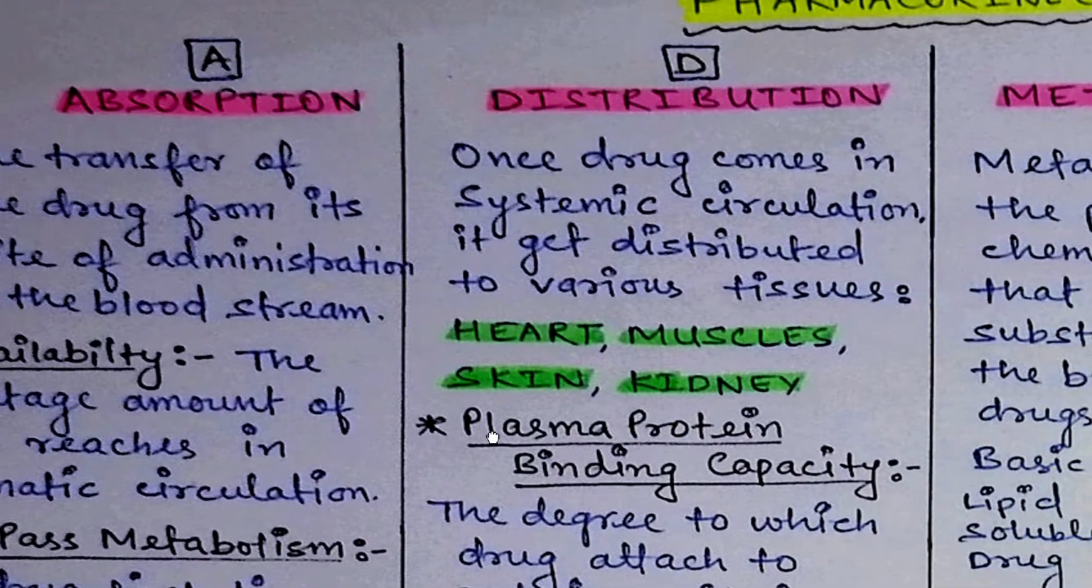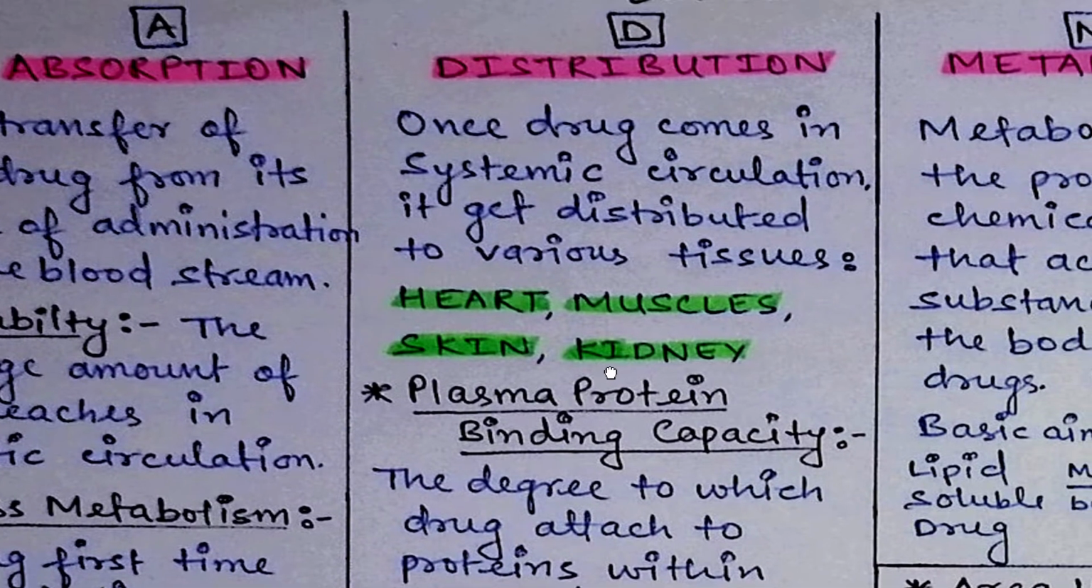Okay, now understand what is distribution. Once the drug comes into the systemic circulation, it gets distributed to various tissues like heart, muscle, skin, kidney. Okay, all over the body.